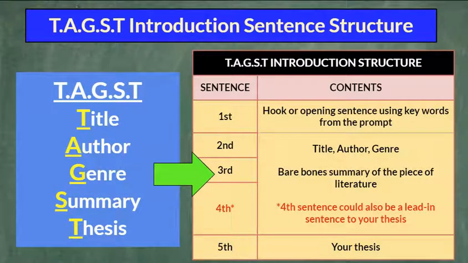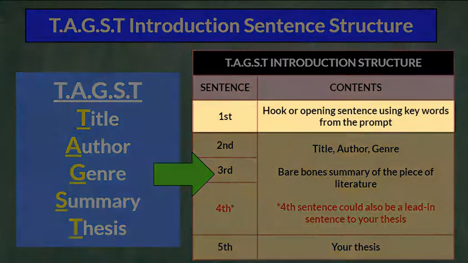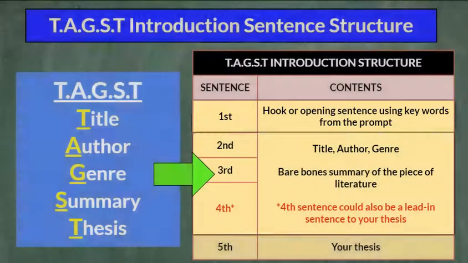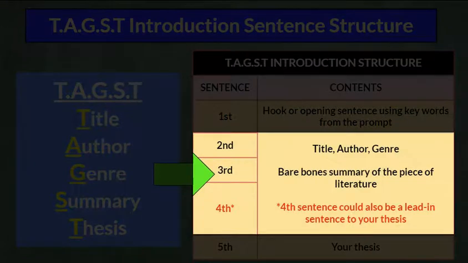If you're writing a standard 4 to 5 paragraph analytical essay about a piece of literature and your introduction will be between 4 to 5 sentences long, the first sentence of your introduction should include a hook, only if you're comfortable, or an opening sentence using keywords from your essay prompt. The second, third, and possibly fourth sentences will be dedicated to a bare-bones summary of the piece of literature that incorporates the title, author, and genre of the piece of literature.